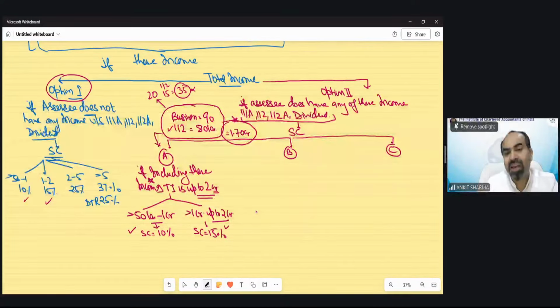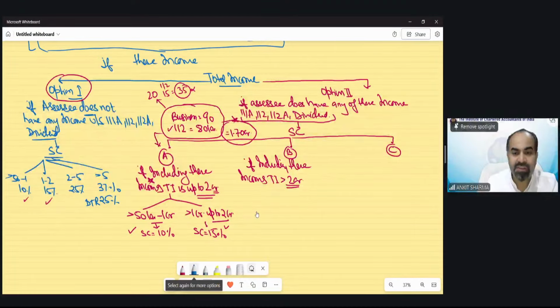The B is saying when your TI is exceeding 2 crore. So case B is, if after including these incomes, TI is more than 2 crore.